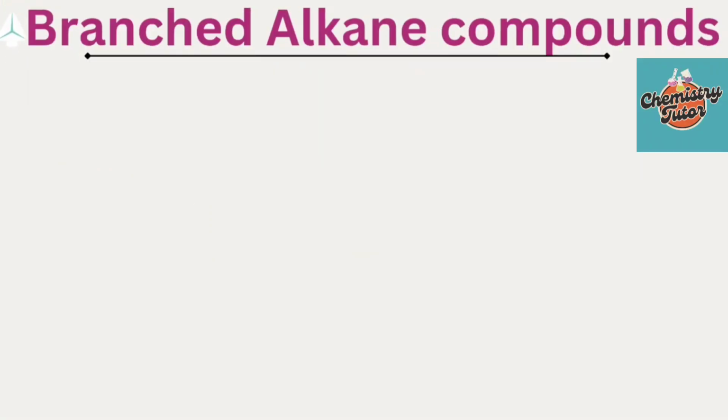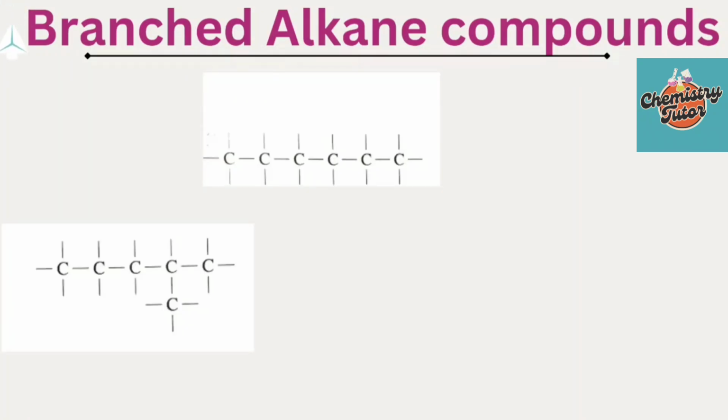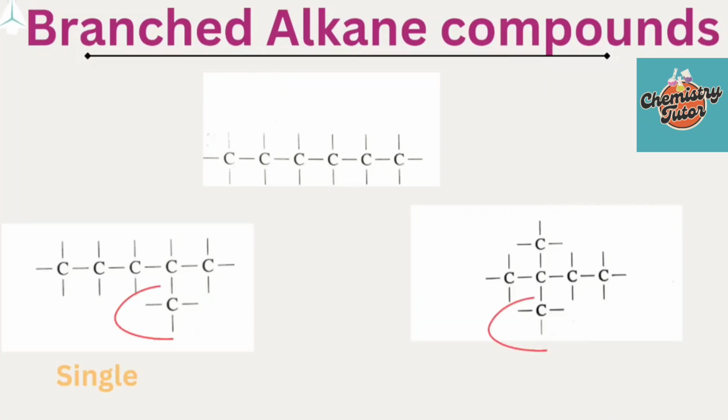Branched alkanes are hydrocarbons where the carbon chain has a side group attached to the main chain. So this is our main chain. The side group is attached to this main chain. It may be a single branch or a double branch or more than this.